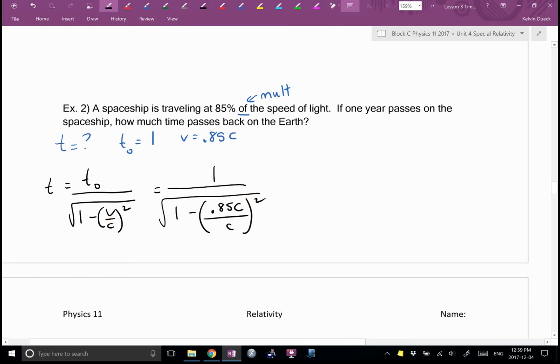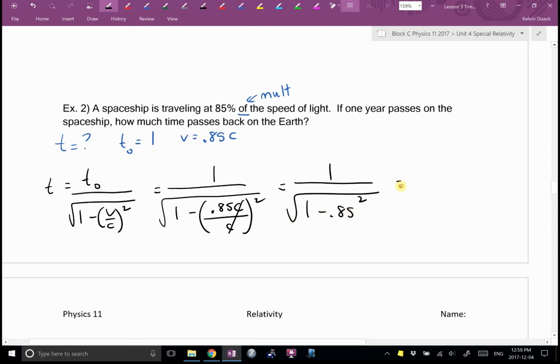Christian, do you see? What do you see? More specific. Rihanna, what do you see? The C's what? That's why we did it that way. Rather than trying to do it as a number, if we can do it as a percentage of the speed of light, we'll have a speed of light on the top and a speed of light on the bottom, and they will cancel. So really what I have is this. 1 over big square root of 1 minus 0.85 squared.